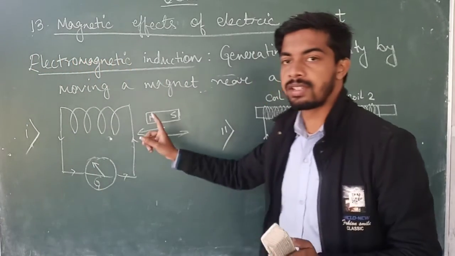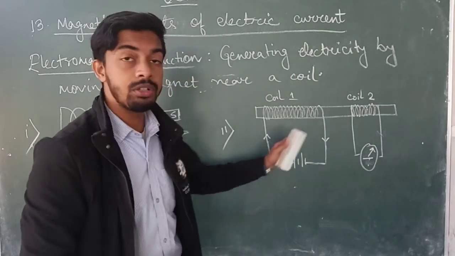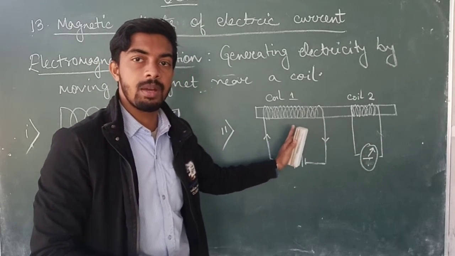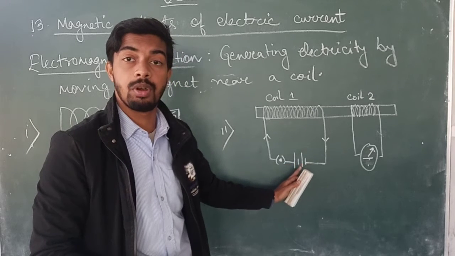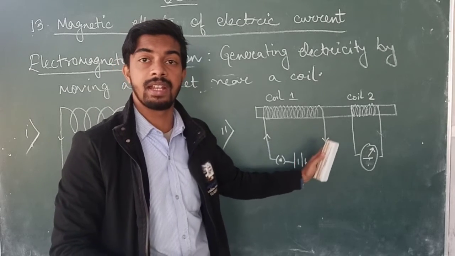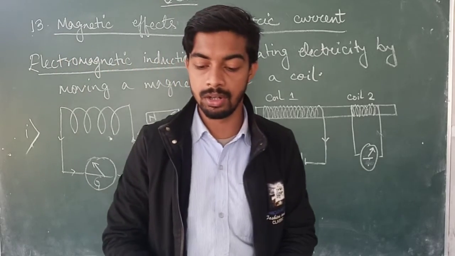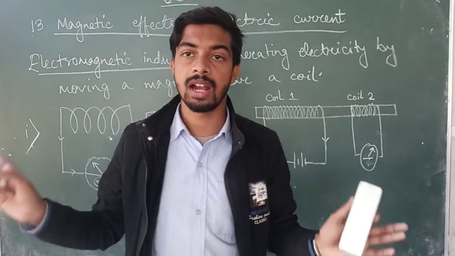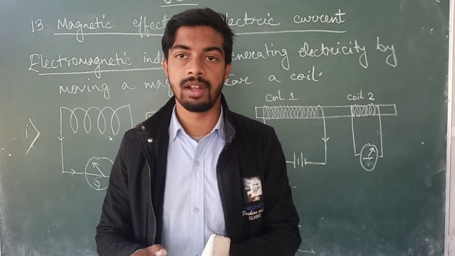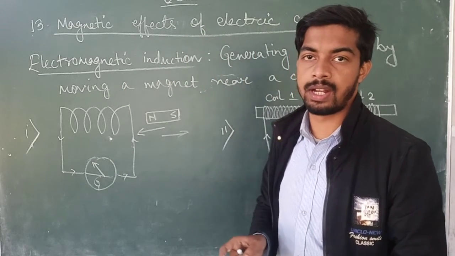First method is this one, moving a magnet near a coil. Second method is using two coils, one primary coil, one secondary coil. The primary coil is connected to a power cell which is turned on and off continuously, which changes the magnetic field in coil number 2, which in turn produces electric field in coil number 2. So these are the two ways in which electric field can be generated by using a magnetic field, or these are the two ways for electromagnetic induction.